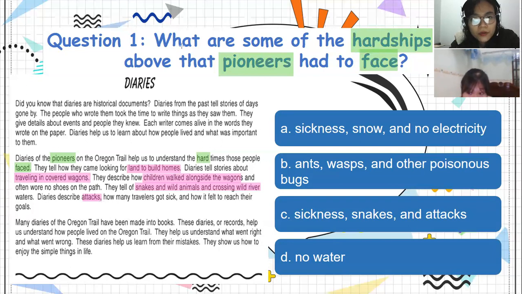Okay, there's no ants here, no wasps here, no poisonous bats. Sickness, no electricity. This one not, right? No water. Okay, so the only one is sickness, snakes, and attacks. This is the only thing we can choose here, right? Okay, so next one.